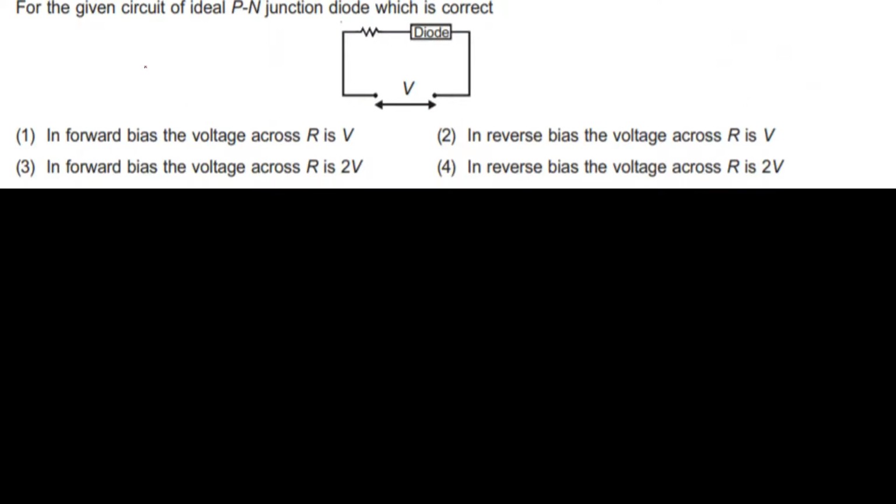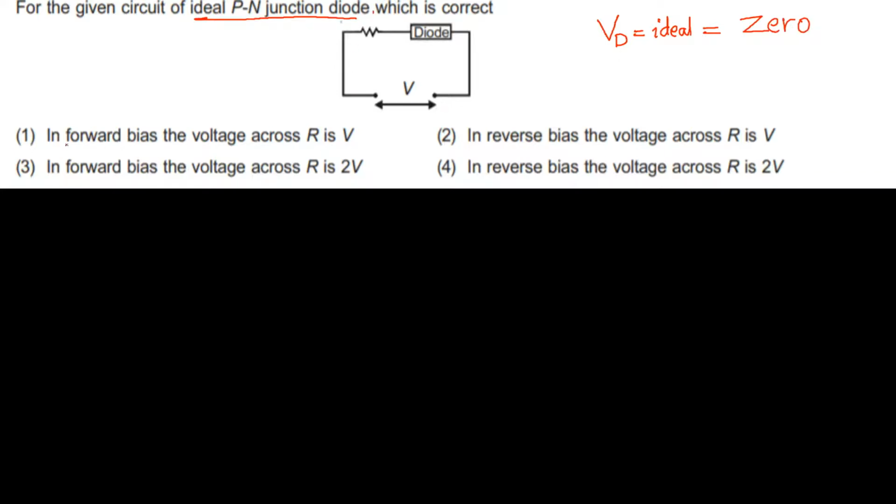So here is the next problem. Let us see what he is asking in the question. For the given circuit of an ideal PN junction diode, what is the condition? Whenever he is saying the diode is ideal, then the voltage across the diode will be equal to 0. So which of the following options is right?